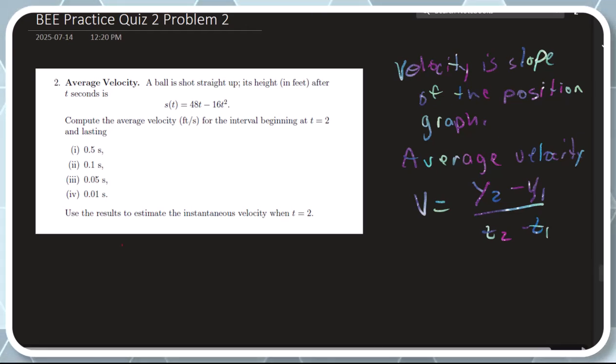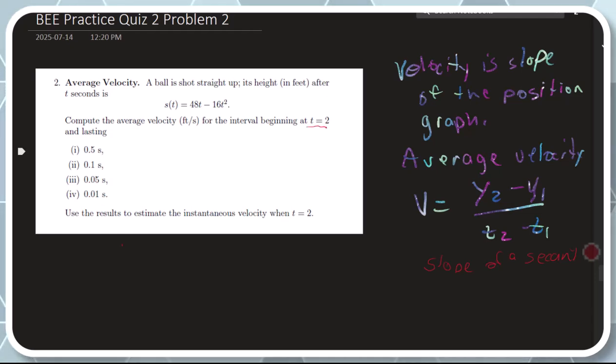Well, if you look at a change in something over a change in something else, that looks like a slope, and sure enough it is. So your average velocity will be the slope of a secant. And your instantaneous velocity will be the slope of a tangent. So if it's a secant line, you have to have 2 points. So what are our 2 points?